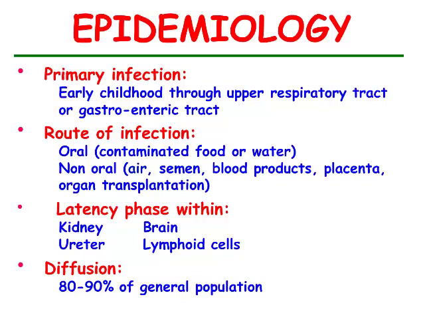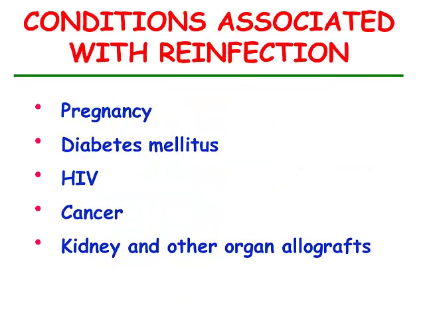So many of us here, the speaker included, probably have this virus sleeping in the ureter or in the excretory urinary system at the moment. What are the conditions associated with reinfection? There are several: pregnancy, diabetes mellitus, HIV infection, cancer, kidney and other organ allografts.